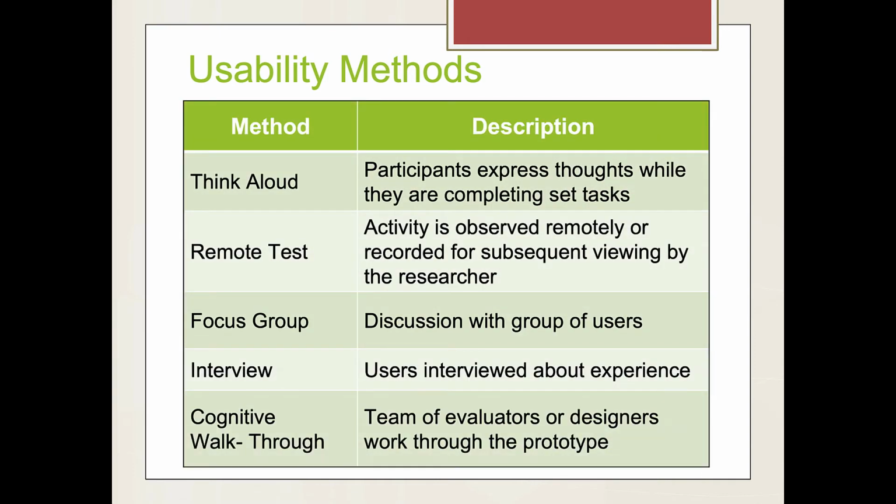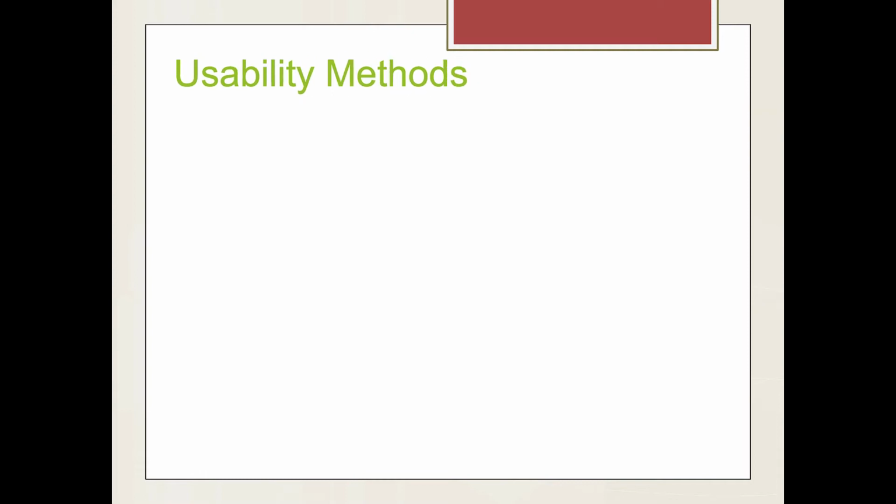There are several usability methods. First, think aloud, where participants express their thoughts while they're completing a set task. A remote test, where an activity is observed remotely or recorded for subsequent viewing by the researcher. You could do focus groups, that's a discussion with a group of users. Interviews, where users are interviewed about their experience. Or a cognitive walkthrough. This is where a team of evaluators or designers work through the prototype.